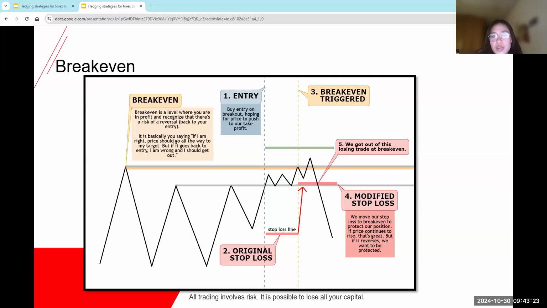For options-based hedging, the break even is reached when the underlying currency pair moves enough to cover the option premium. So if you bought a put option, for example, the break even would be the strike price minus the premium paid.